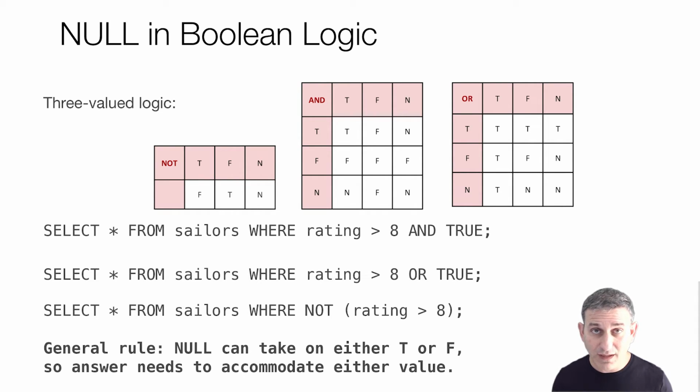And then finally, looking at the last query, SELECT * FROM sailors WHERE NOT rating > 8. Remember, rating greater than 8 for Jack Sparrow is null. Not of null is null. And where of null does not go to the output. So Jack Sparrow would not go to the output in the final query.